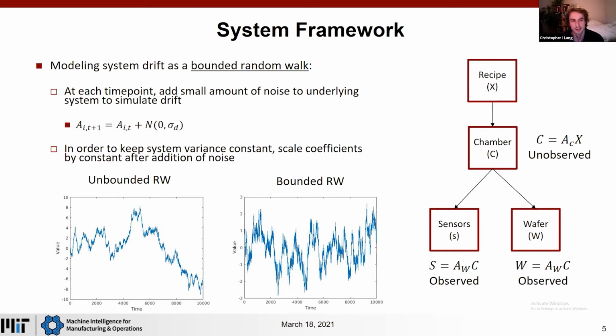So to add this to this total system framework, I end up modeling the coefficients in these three systems, AC, AS, and AW, as bounded Gaussian random walks. In a normal Gaussian random walk, you end up just adding a small amount of Gaussian noise to it at each time step. But the problem with this is that if you let this go for a long period of time, its value is going to explode. So we end up scaling it by some coefficient in order to keep the amplitude, or the expected value of variance, constant over time.